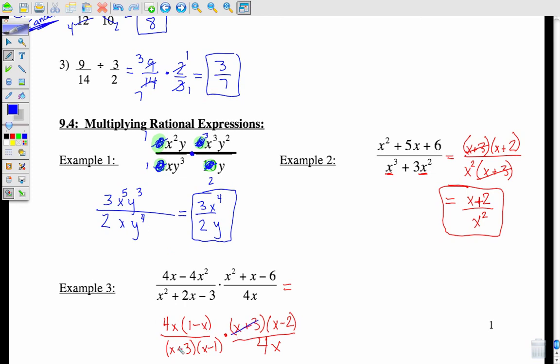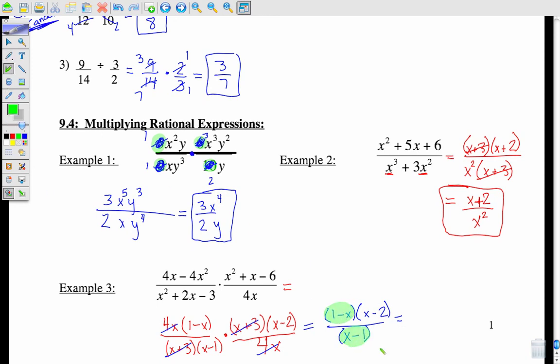Because everything is being multiplied in here now, let's start to look at things we can cancel. Like, I can cancel this x plus 3 and this x plus 3. I can cancel this 4x and I can cancel this 4x. So I'm left with on top 1 minus x times x minus 2, all over, on the bottom, I still have an x minus 1 left over.